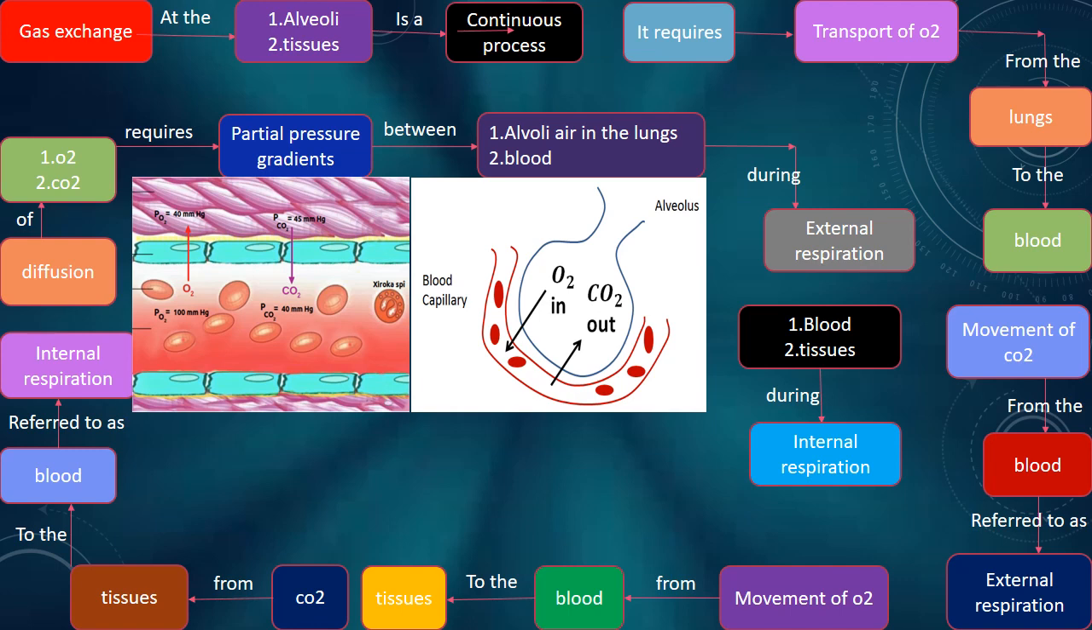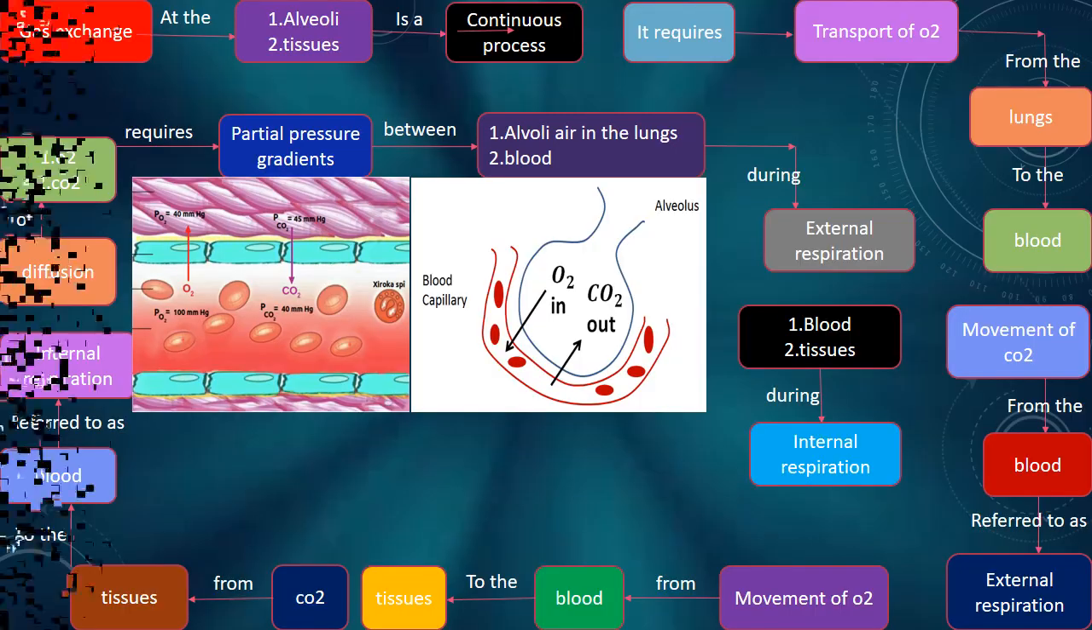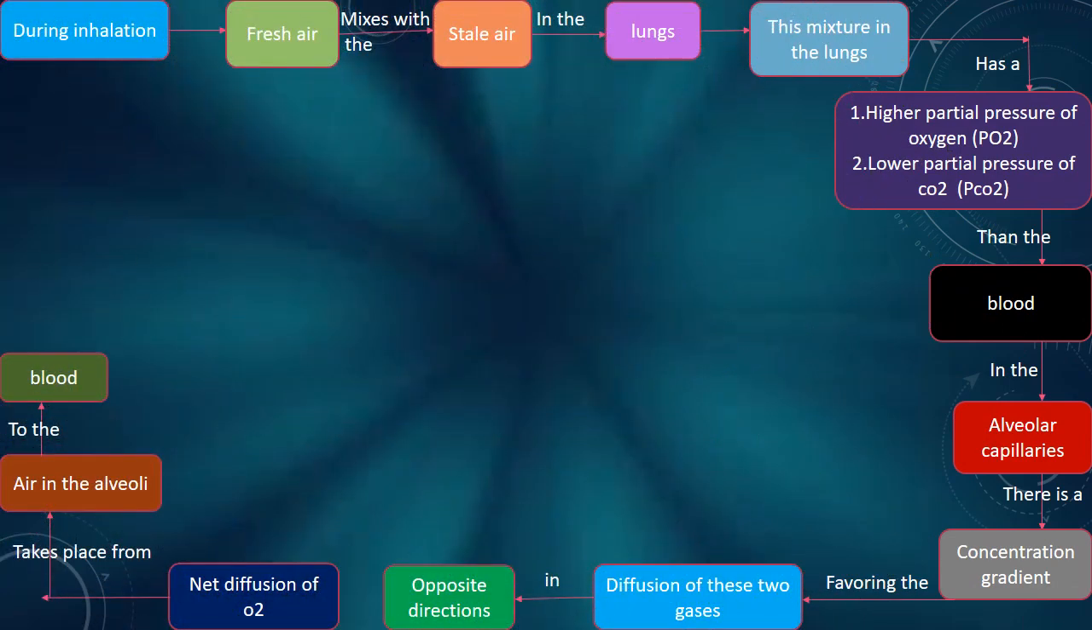Diffusion of O2 and CO2 requires a partial pressure gradient between the alveolar air in the lungs and the blood during external respiration, and between the blood and tissues during internal respiration. During inhalation, fresh air mixes with the stale air in the lungs. This mixture in the lungs has a higher partial pressure of oxygen (PO2) and a lower partial pressure of CO2 (PCO2) than the blood in the alveolar capillaries.